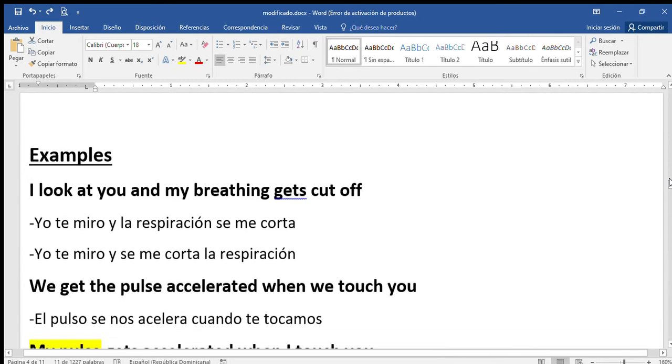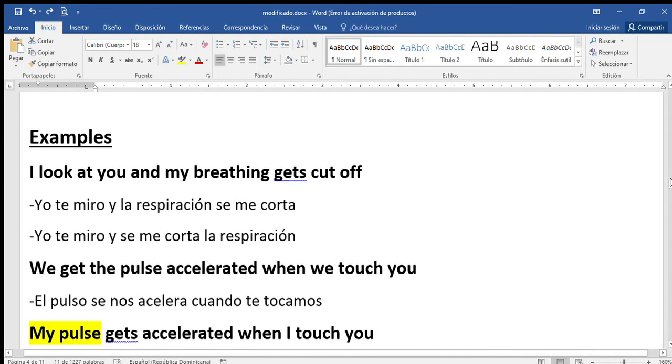So we are almost finishing. We have some examples. Let's see. And remember what we saw, the tricks, the rules. So when you say "I look at you and my breathing gets cut off," let's ask ourselves who are we talking about, or what are we talking about? Here we are not talking about "I." We are talking about the breathing, because if you ask who's getting cut off, the breathing. So we are talking about the breathing.